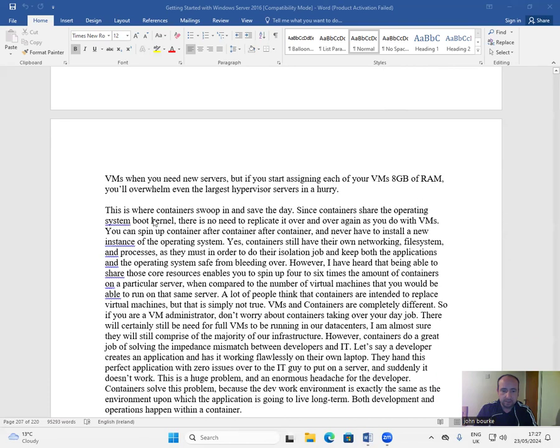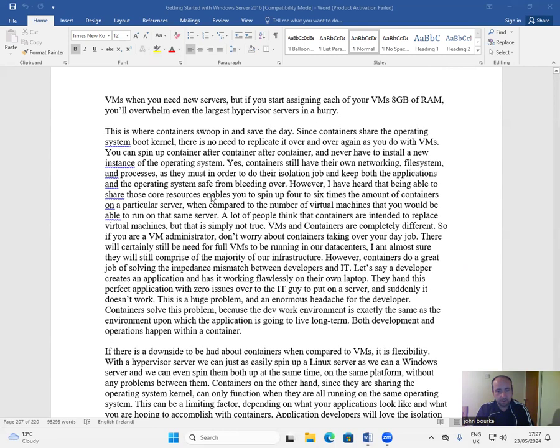It is very easy to spin up VMs when you need new servers, but if you start assigning each of your VMs 8 gigs of RAM, you'll overwhelm the largest hypervisor servers in a hurry. This is where containers swoop in and save the day. Since containers share the operating system boot kernel, there is no need to replicate it over and over again as you do with VMs. You could spin up container after container after container, and you'll never have to install a new instance of the operating system.